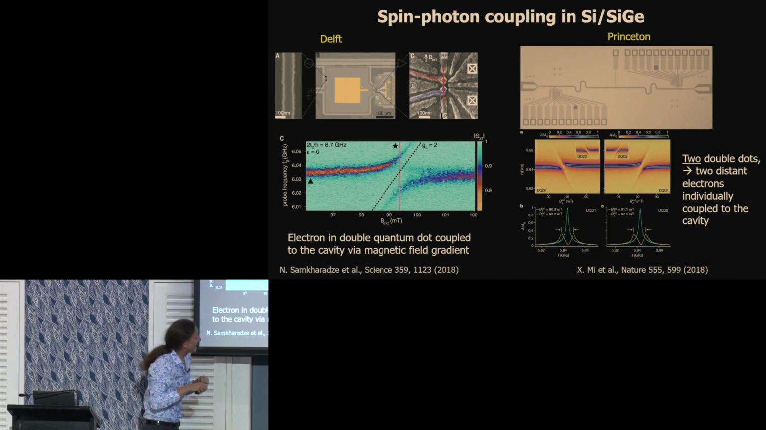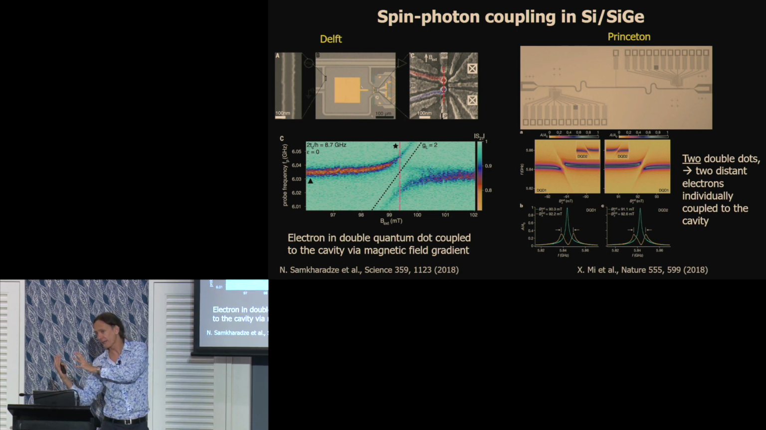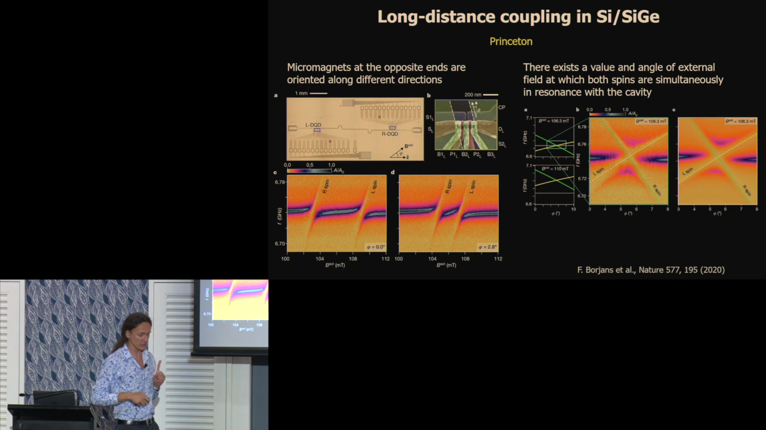But that happened, you can't see it here on this scale, but that did not happen simultaneously. So there was one value of magnetic field at which one electron would couple to the photons, and then another slightly but significantly different value of magnetic field where the other electron coupled to the photon. So what they've done this year, I think it was published on Christmas Day, they fixed the problem by changing the angle of these micromagnets at the two ends. So if you design it right, you'll find that there is some value and orientation of the external field at which both spins end up being in resonance with the cavity.